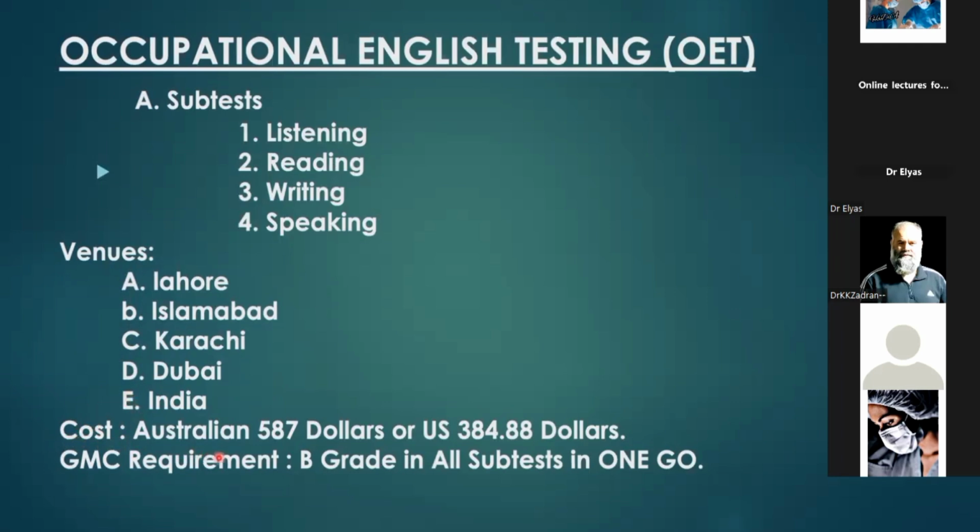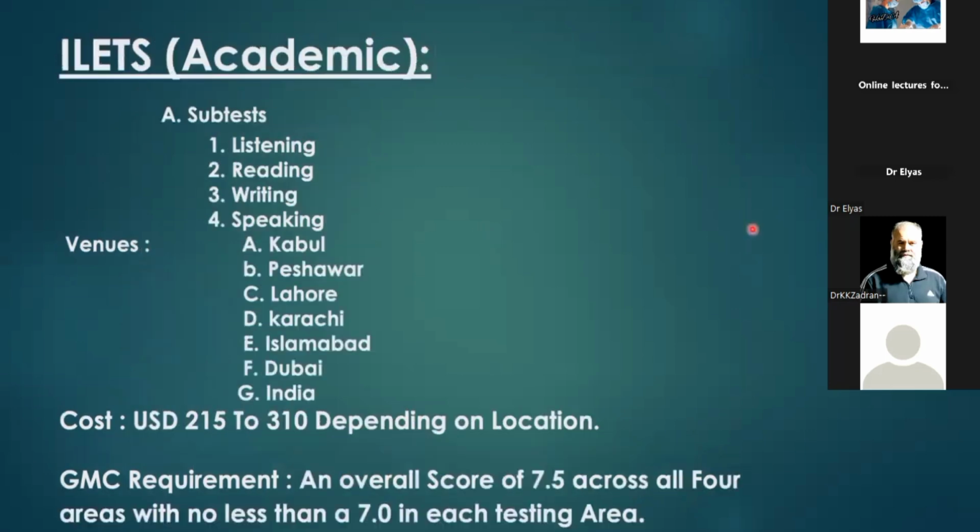Okay, the cost of this exam is 587 Australian dollars, which is almost around 384 US dollars. The GMC requirement for this test is B grades in all the subtests in one go. In one sitting, you have to take B grades in all the 4 tests of listening, reading, writing, and speaking in one test.